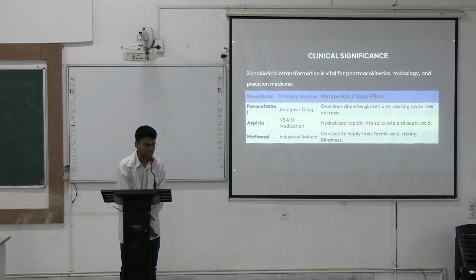Then in clinical significance, we'll talk about three compounds mainly. First is paracetamol, which is an analgesic drug. Overdose of paracetamol can lead to glutathione depletion and cause acute liver necrosis.